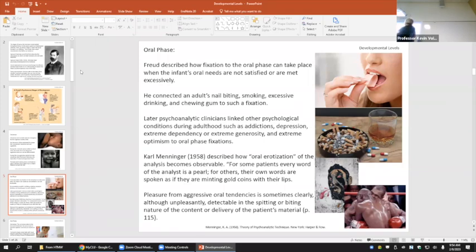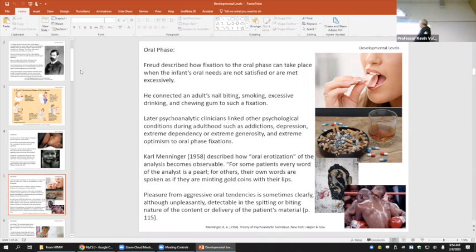Okay. Later, psychoanalytic conditions link other psychological conditions, addictions, depression, dependency, extreme generosity, and extreme optimism to oral phase fixations. We're going to talk a lot about object relations with regard to personality disorders, and these have their genesis in this oral phase as well. We'll talk more about that later.